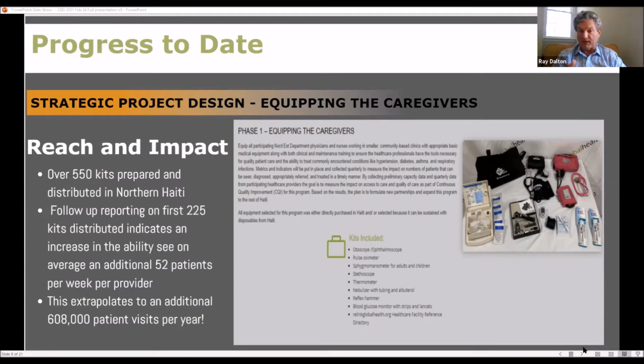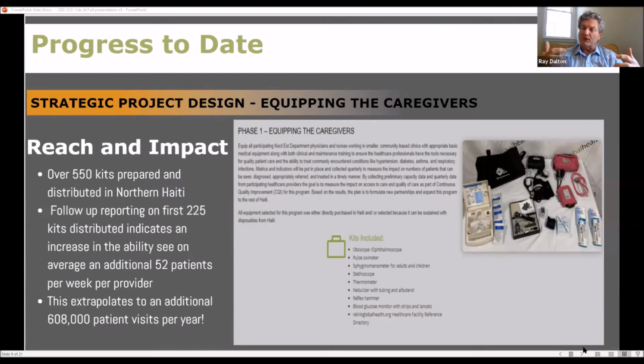They didn't have a stethoscope. They didn't have pulse oximetry units. And so instead of figuring out what equipment to give them, we figured out how to equip them first. In 2020, we began to equip the caregiver, to give them the tools they needed to be able to do the work. And just with that small amount of equipping, 225, we're now up to over 550 kits, they have seen over 600,000 more patients in 1 year, just by finding out that the real problem was lack of diagnostic tools. They had the education, they had the ability, they didn't have the tools.